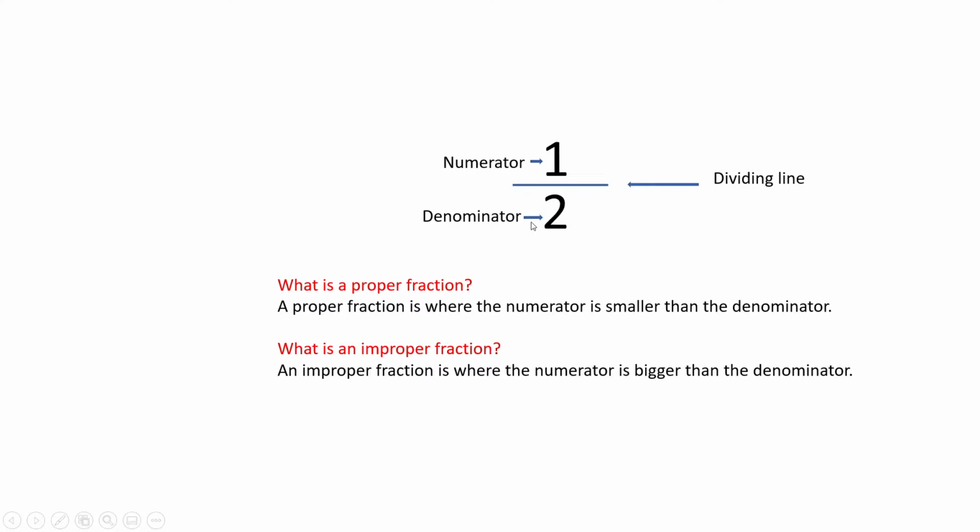What is an improper fraction? An improper fraction is where the numerator is bigger than the denominator. As you can see here, if we swap these around, it is 2 over 1. I haven't got an example here, but imagine it. 2 would be the numerator and 1 would be the denominator. In 2 over 1, the numerator is bigger than the denominator, so therefore it's an improper fraction.